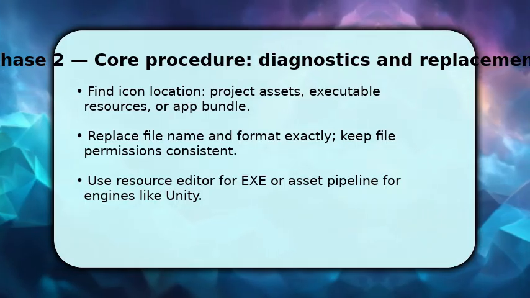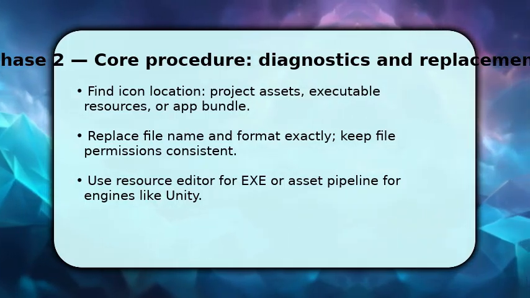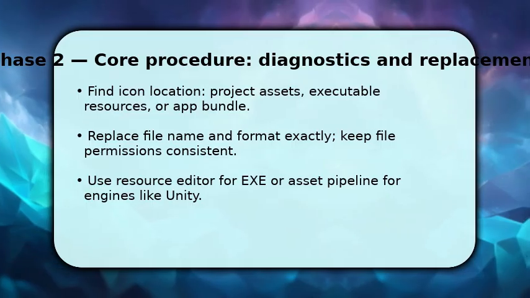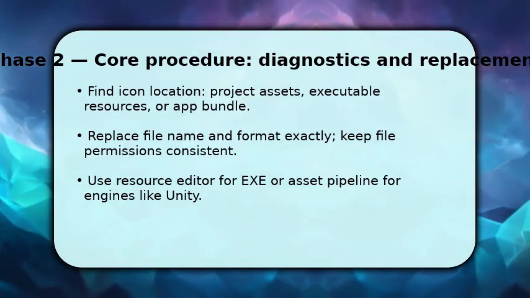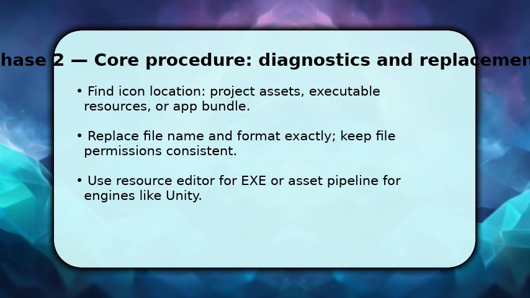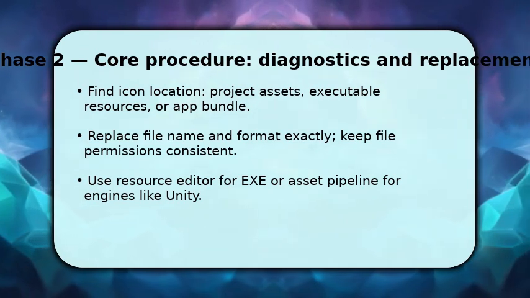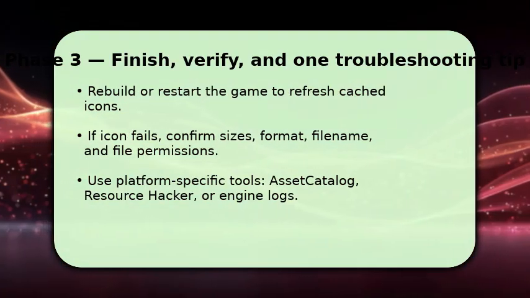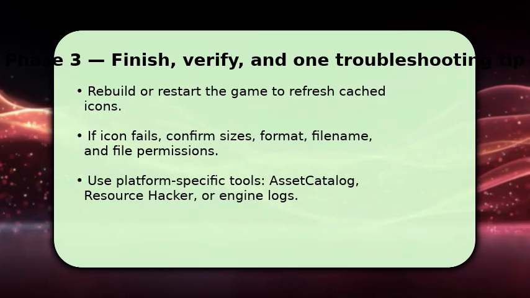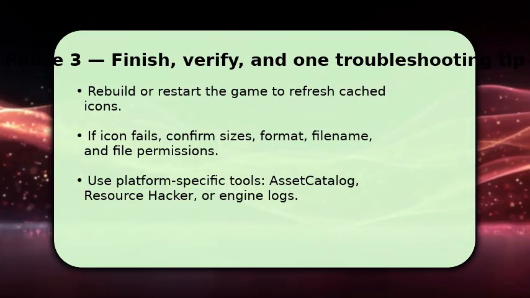For engines like Unity, import into the asset pipeline and assign in the player settings. After replacing, clear caches and rebuild so the change propagates correctly. You finish by rebuilding and launching the game to confirm the icon displays as intended. Check desktop, launcher, and in-app listings.